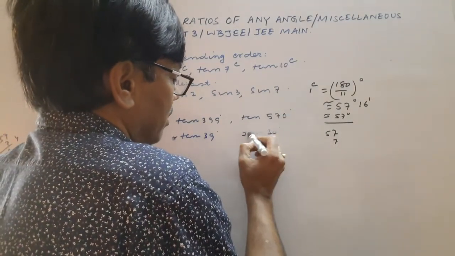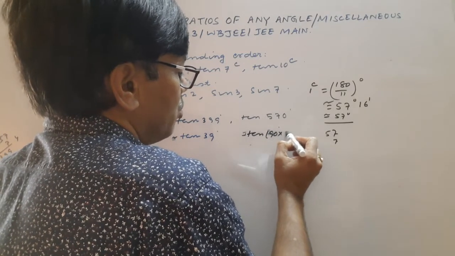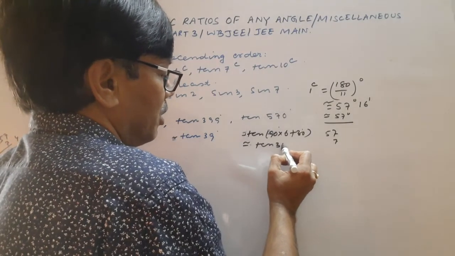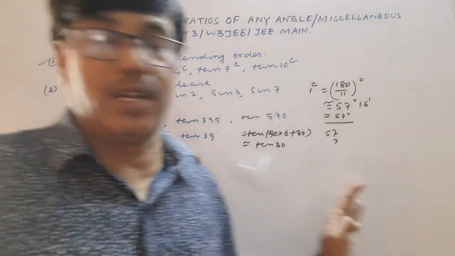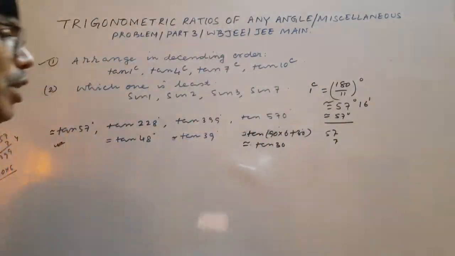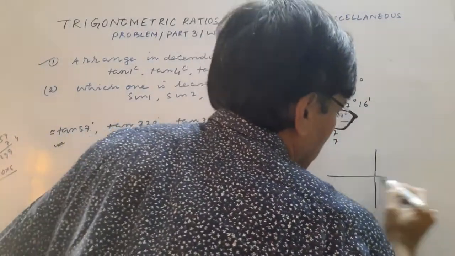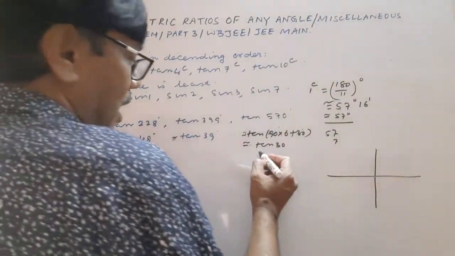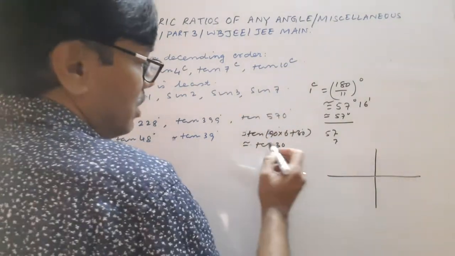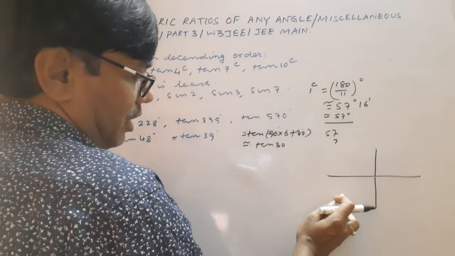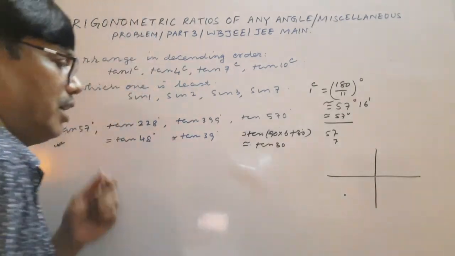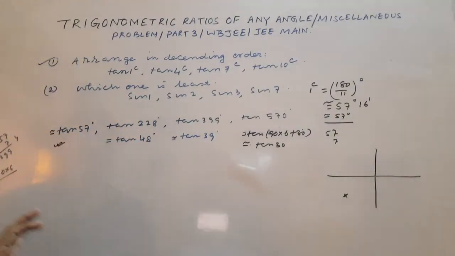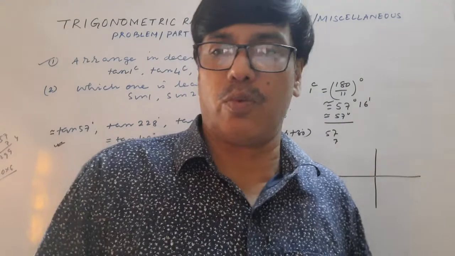So tan 570 is tan of 90 into 6 plus 30, so approximately this is tan 30, because we have put in the approximate value. So look, tan 570 is 180 into 3 plus 30. It is in the third quadrant, where tan is positive. So all values of tan are positive.